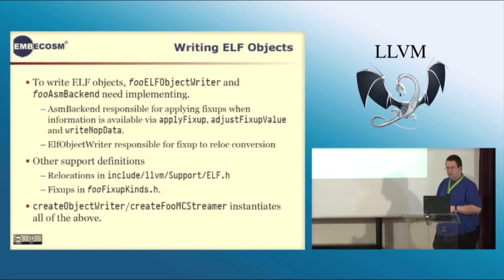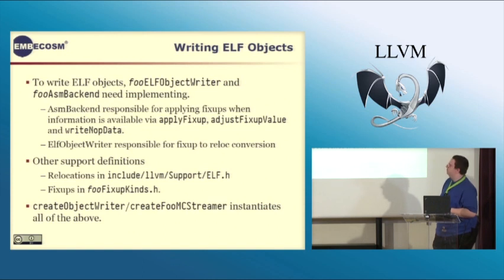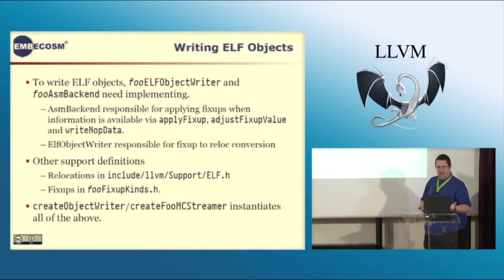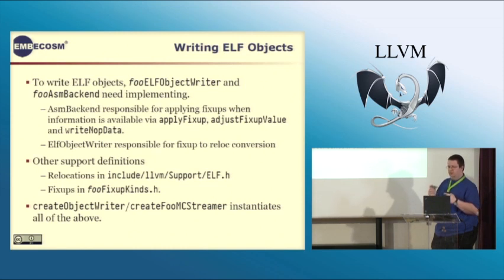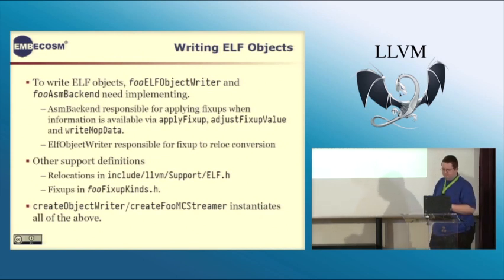Now, most of this is done in the architecture-specific ASM backend class, which essentially has mainly three important functions that you need to worry about. The first being, well, I'll sort of describe these in a different order. Adjust fixup value takes a value that you want to put in this instruction and formats it in a way that's now valid for the instruction. Then you want to apply it, which is done with apply fixup.